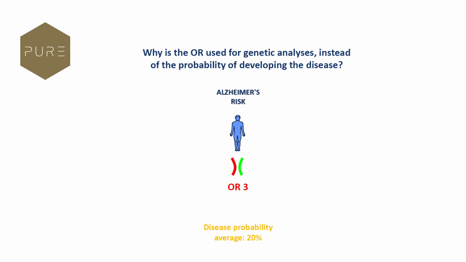This person has an odds ratio of 3 through genetic variation of developing Alzheimer's disease, dementia. And the disease probability is on average 20%. 20% of the general population develops Alzheimer's disease. Now, this is the kind of information that a genetic laboratory would communicate. But why not say 20% times 3? Because there is prevention.